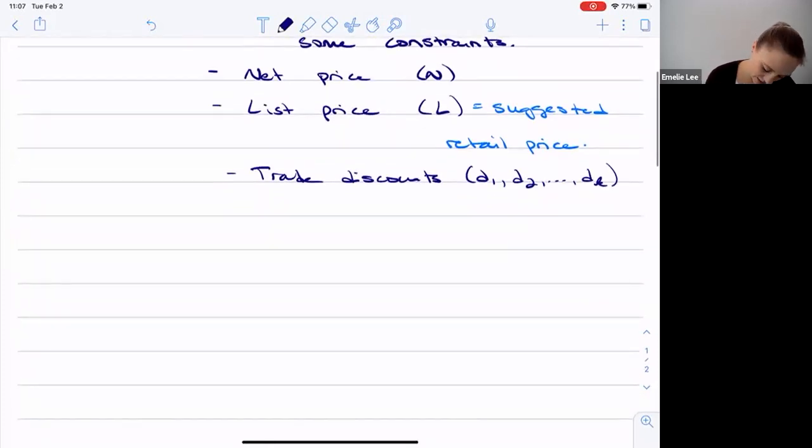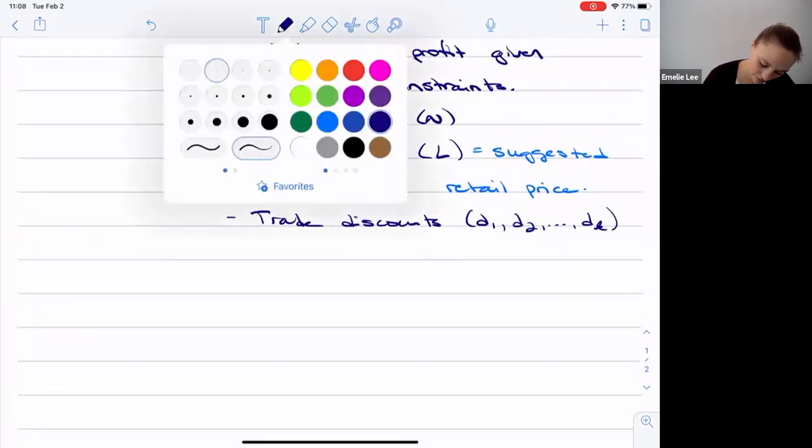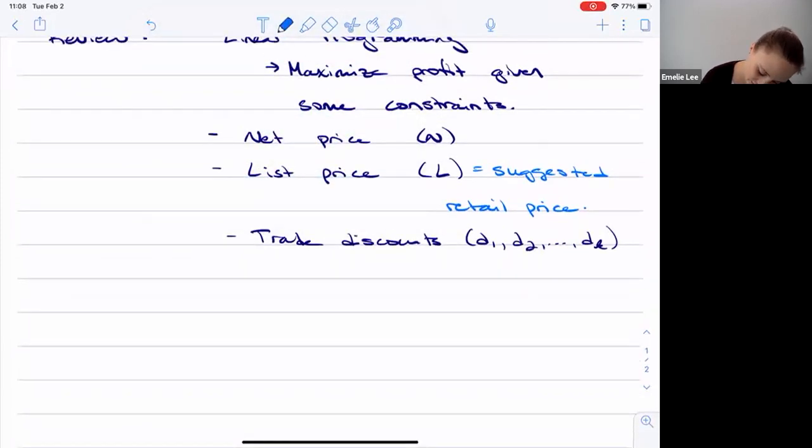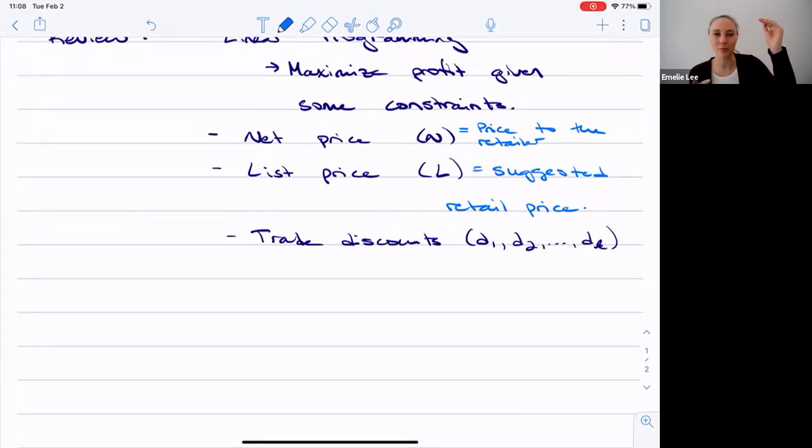So we established that N, the net price, and maybe I should put a little, this is the price to the retailer, right? Technically not the retailer, but for us, most of the time it's going to be the retailer. So that's why I'm going to just commit to the price to the retailer, but it's really the price at whatever point in the supply chain that you're at, right? So it's not necessarily the retailer, but for our purposes, it's going to be the retailer.